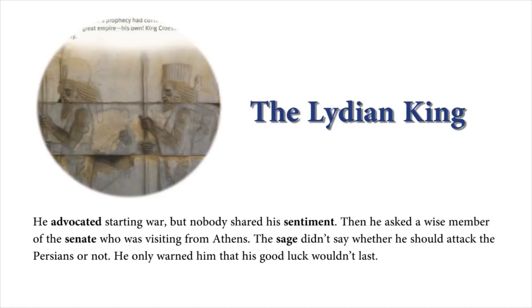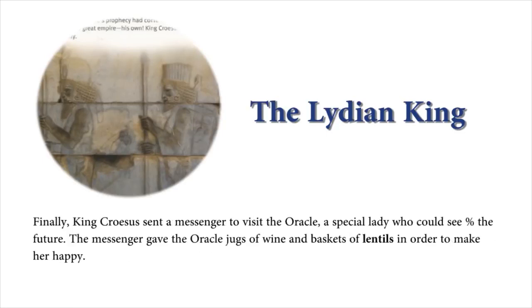Then he asked a wise member of the Senate who was visiting from Athens. The sage didn't say whether he should attack the Persians or not. He only warned him that his good luck wouldn't last. Finally, King Croesus sent a messenger to visit the oracle, a special lady who could see the future. The messenger gave the oracle jugs of wine and baskets of lentils in order to make her happy.